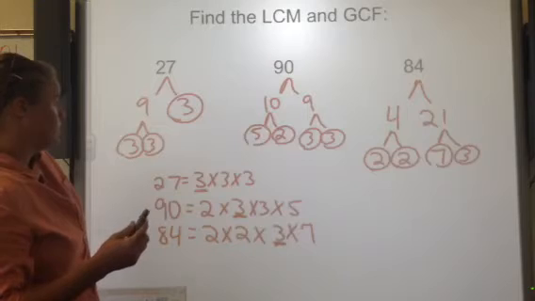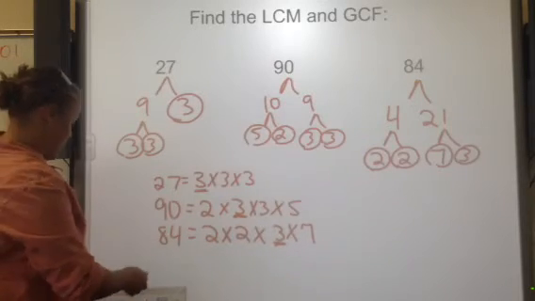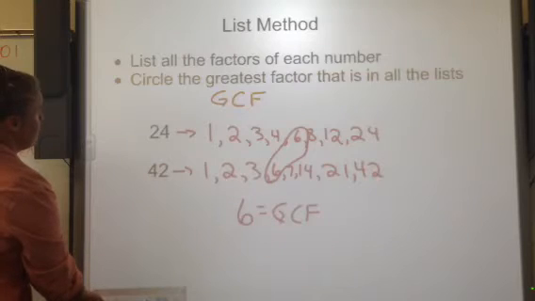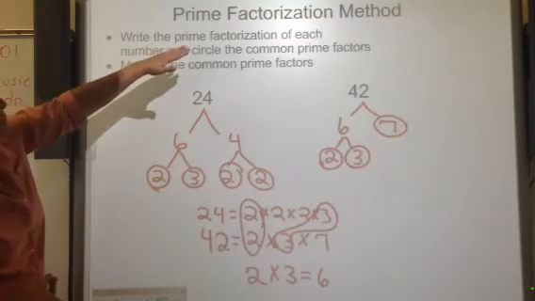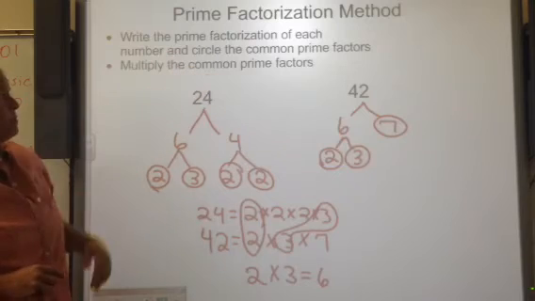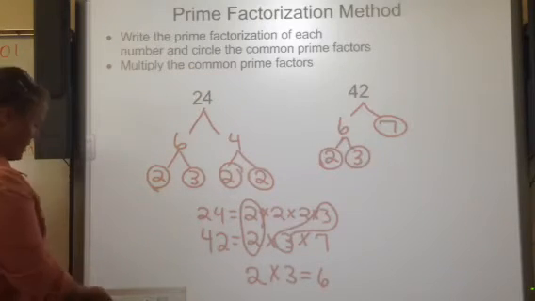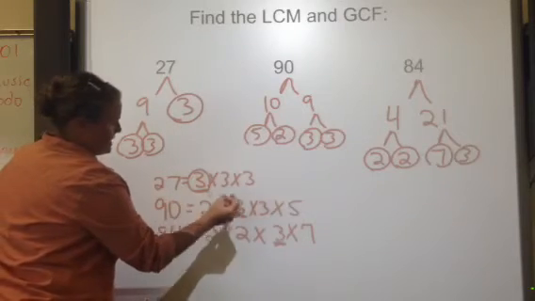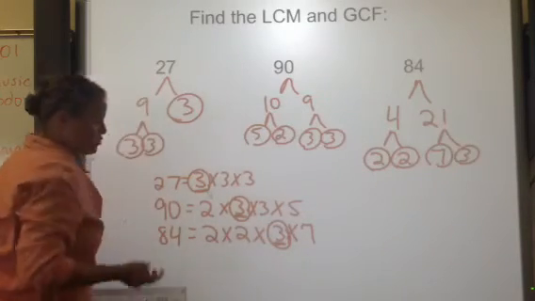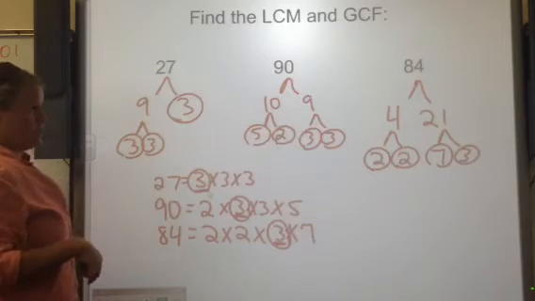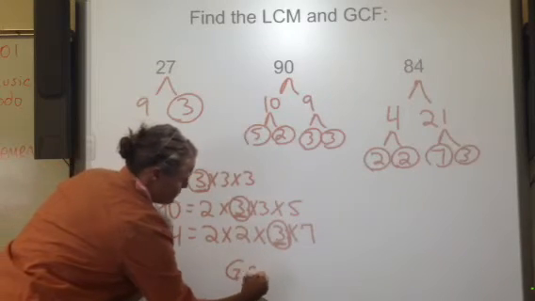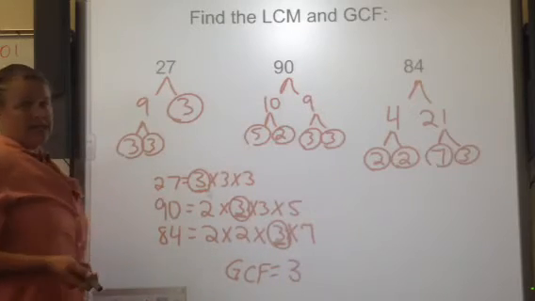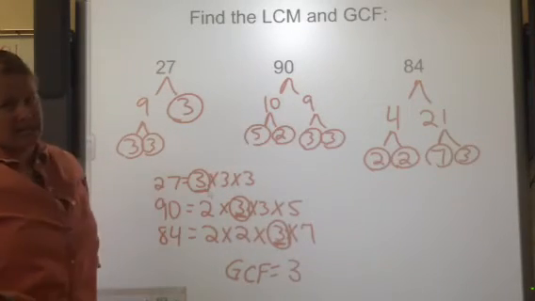So, looks like 3, let's flip back to our GCF. So again, you're going to write the prime factorization, then you're going to multiply the common prime factors. Okay, so this time we only have one prime factor, just that single 3. So there's no multiplication needed. So the GCF is 3.